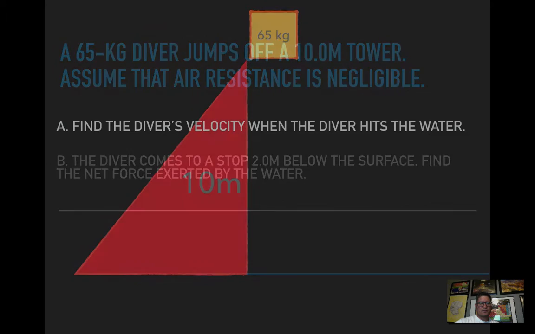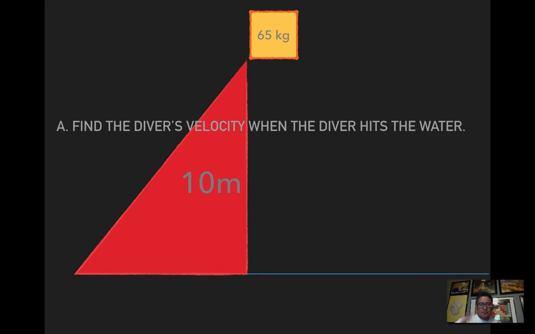Okay, well, let's look at the first one. Here I have a little diagram. The 65 kilogram diver is my orange box up here, and that's the tower, the red triangle there, 10 meters high. So that's my height. And this is the equation that I'm going to use. I'm using this equation because the problem is asking for final velocity. It's asking for the velocity of the diver when he hits the water. So that means I'm going to be looking for my VF.